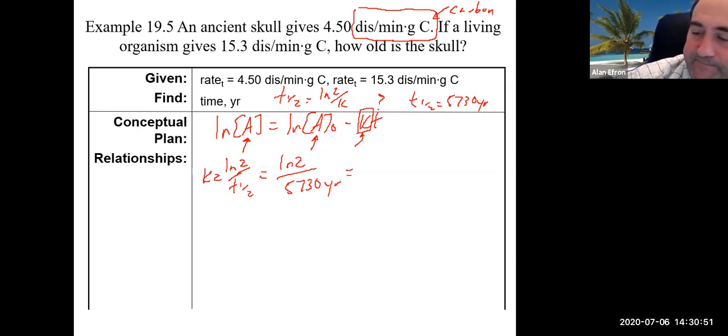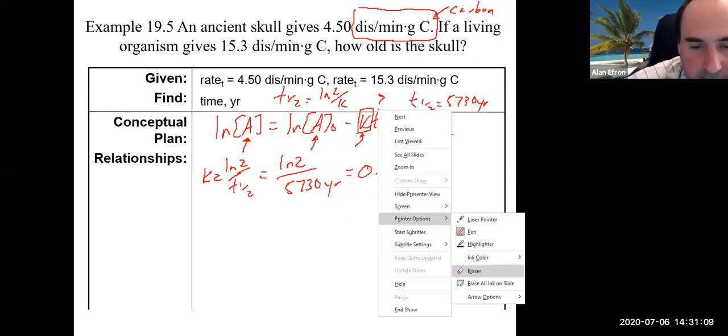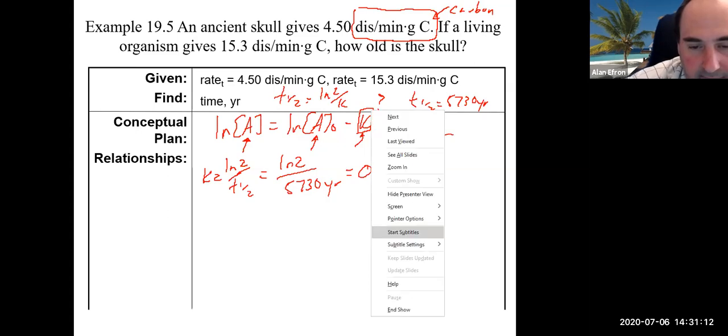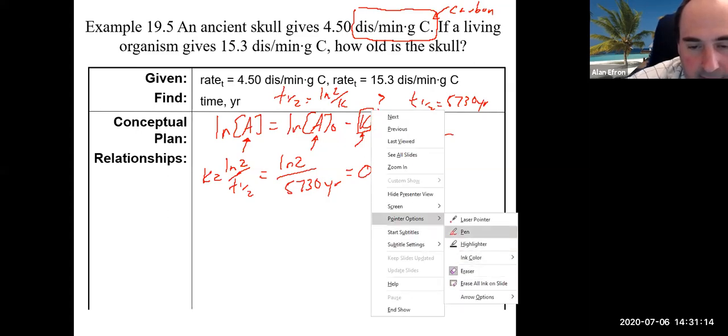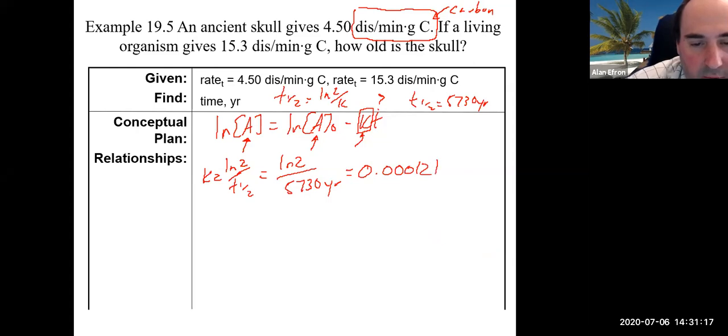And that gets us something like 0.0000. Did I do too many zeros? I did. 121. Too many zeros there. All right, so 121 units here, again, going to be reciprocal years, which is okay in this case. It just means when we solve for the answer, we're going to be in years. So at this point, we have everything that we need.